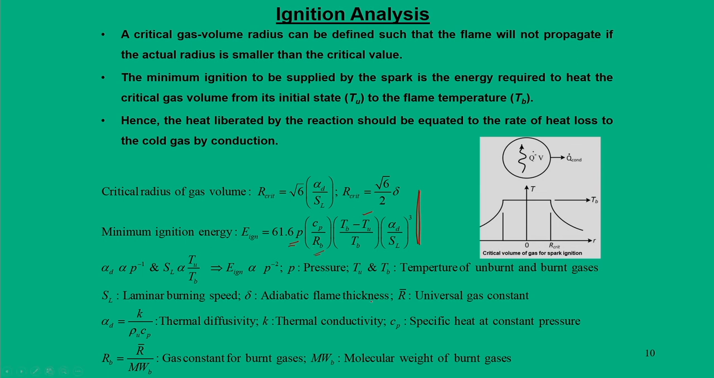From these expressions, the important thing to be addressed is that there is a direct dependence of ignition energy on pressure, but there is an indirect dependence of ignition energy through alpha D. From the experimental observations, the thermal diffusivity alpha D is proportional to 1 by P, or inversely proportional to pressure, and from this we can say that ignition energy is inversely proportional to the square root of the pressure. So, more pressure means less ignition energy. That means the flame has sufficient strength to move further.